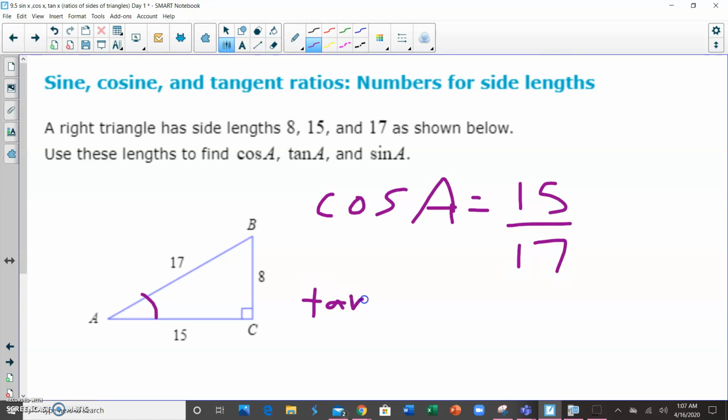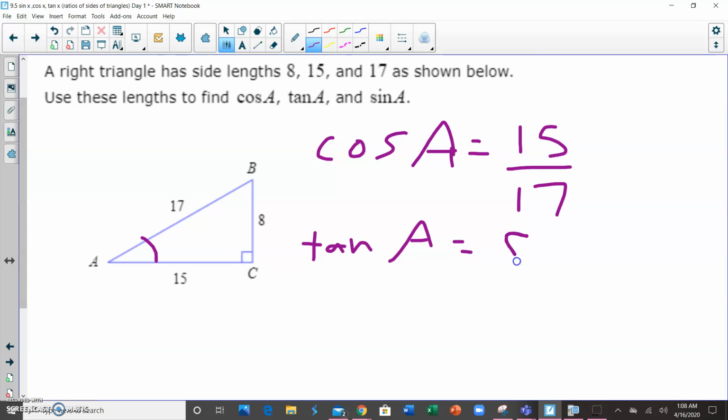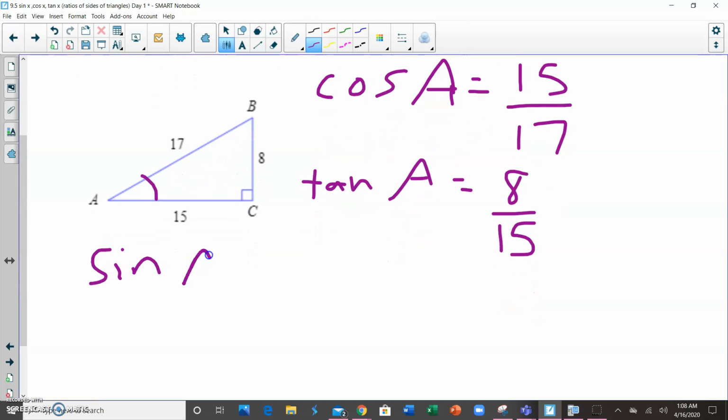All right, next I'm going to go to the tangent of angle A. If it were angle B, it'd be different, but it's angle A. So for the tangent of angle A, I'm going to do opposite divided by adjacent. So my opposite is 8, and my adjacent is 15. And the last one for this one is the sine of angle A. The sine of angle A is opposite over hypotenuse. So that would be 8 divided by 17. And if you notice, those are ratios of the sides. Sine, cosine, and tangent is simply a ratio of 2 sides of a triangle.